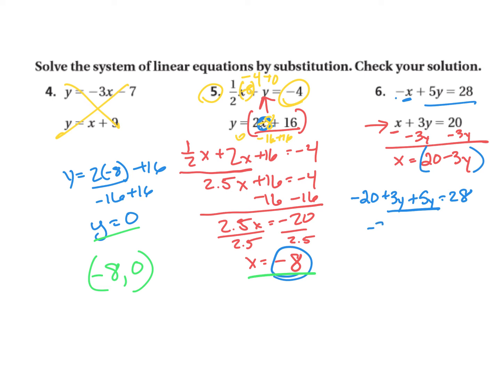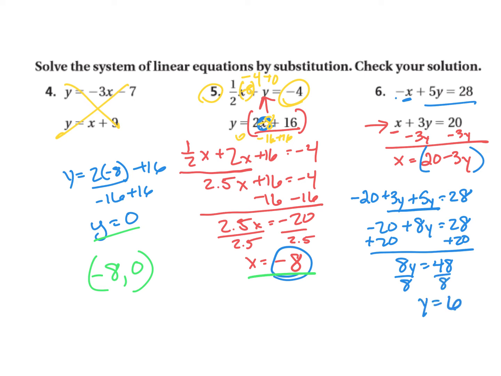Put my y's together: negative 20 plus 8y equals 28. I'm going to add 20 because it's a negative 20, so I can add 20 to get rid of it. I get 8y equals 48. But now I'm going to divide by 8, so y equals 6.